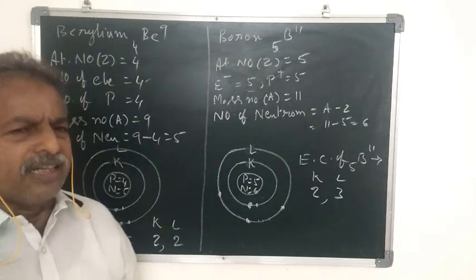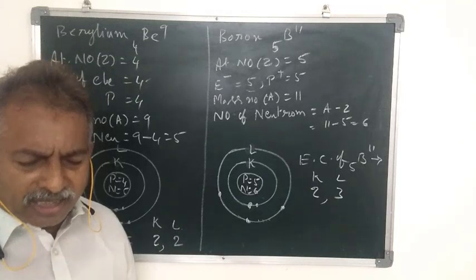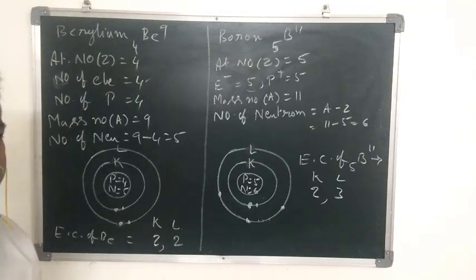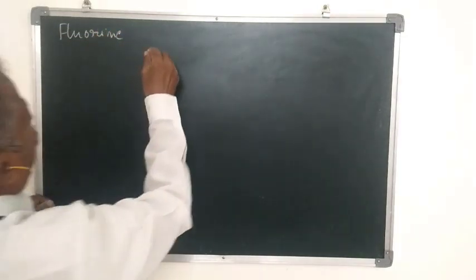Got it? Right. Now you practice the electronic configurations for the remaining elements. Now, let us take fluorine. Remaining elements you practice, and of course I shall take fluorine.